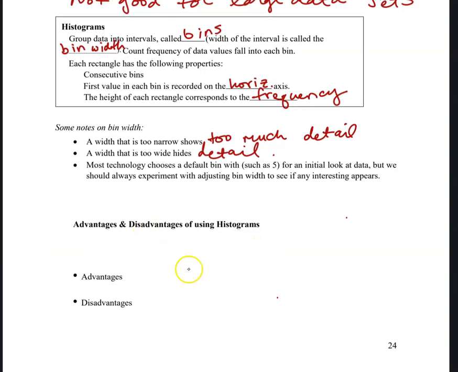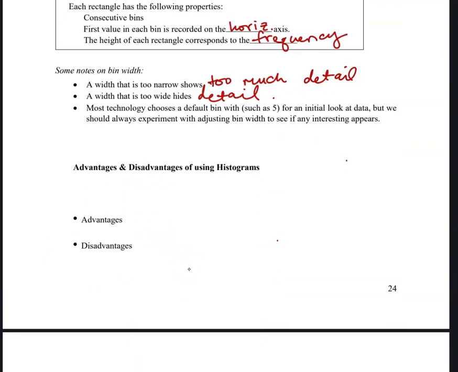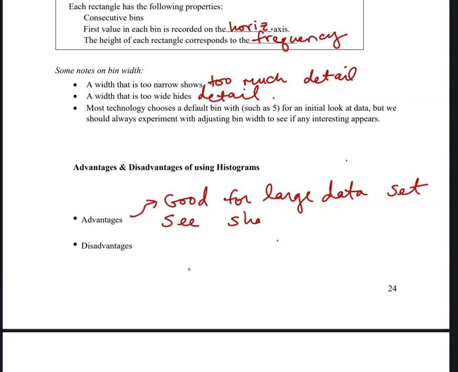A few advantages and disadvantages to using histograms. Some advantages are that they are good for a large data set. If you have a lot of data, thousands of observations, then a histogram is much more preferable over a dot plot. It helps us see the shape of the data pretty easily. And it's also easy to spot outliers with a histogram, and with dot plots too, and we'll see some examples of that in class.